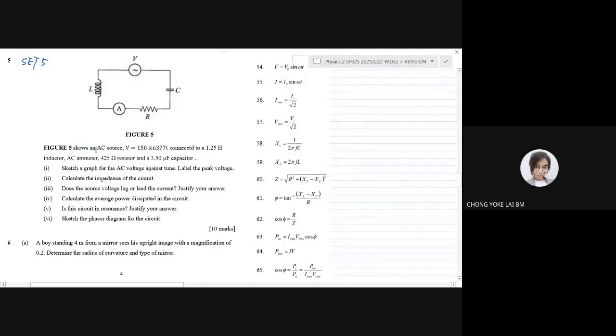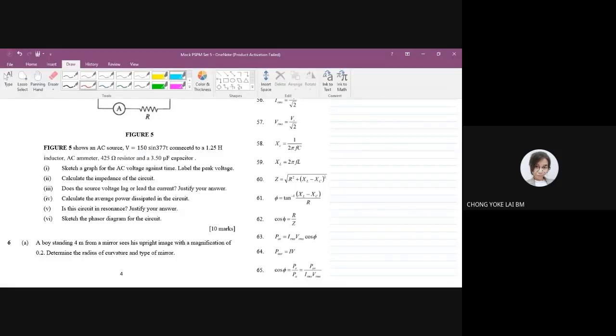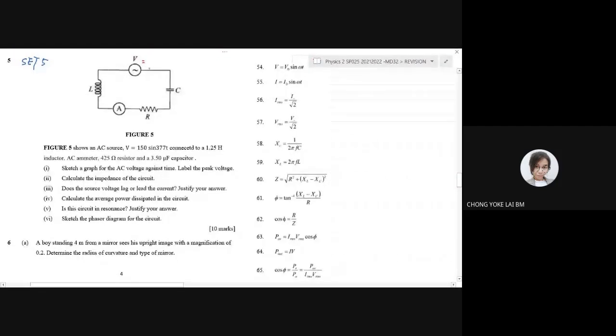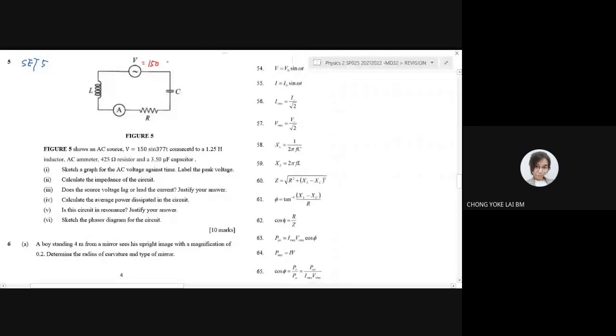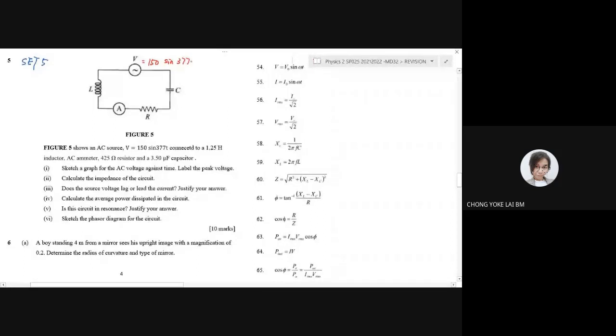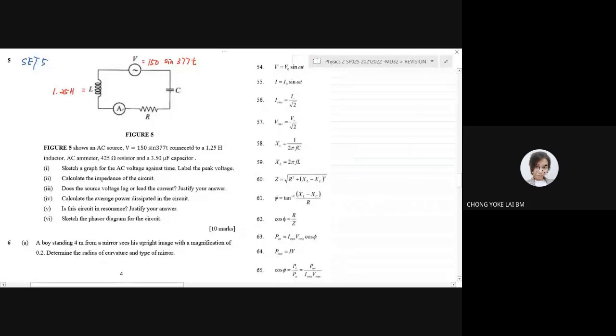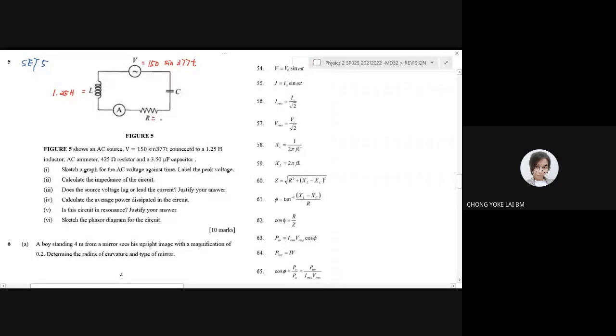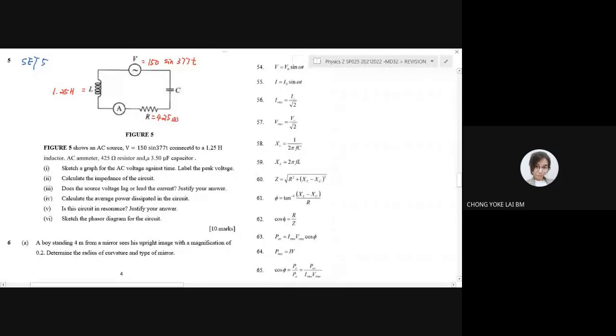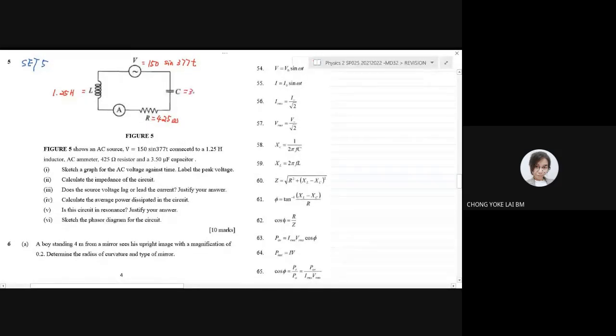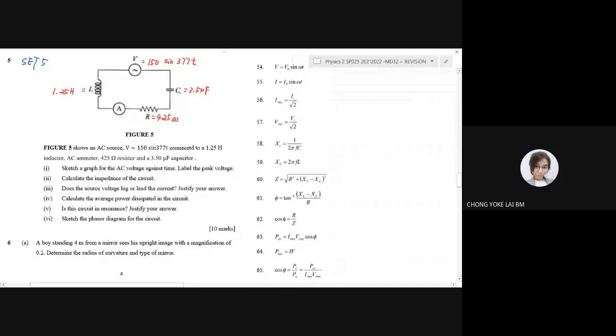Figure 5 shows an AC source. I give you the voltage supply 150 sin 377t. We connect it to an inductor of 1.25 Henry, an AC ammeter, the ammeter will measure the current, a 425 ohm resistor, and a 3.5 microfarad capacitor. So the capacitance is 3.5 microfarad.